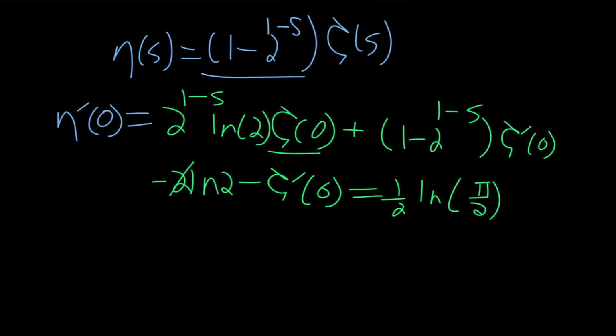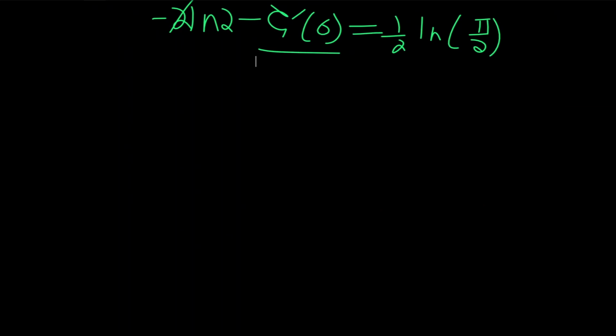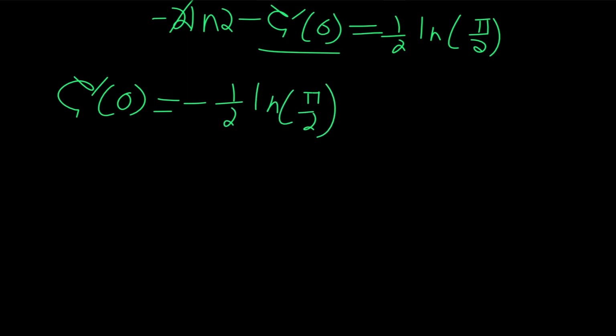We just derived that. So let's go ahead and solve for this zeta prime of 0. We can just add and subtract from both sides of the equation, and what we end up getting is zeta prime of 0 is just equal to negative 1/2 times the natural log of pi over 2. So just that eta term, and then just minus the natural log of 2 right here.